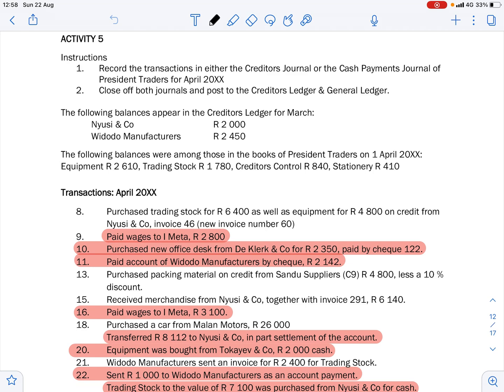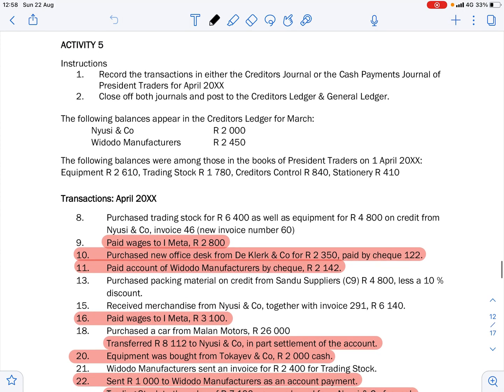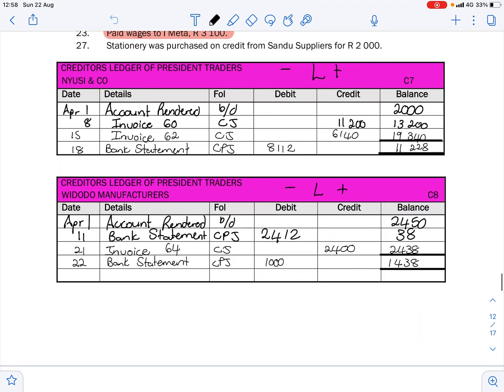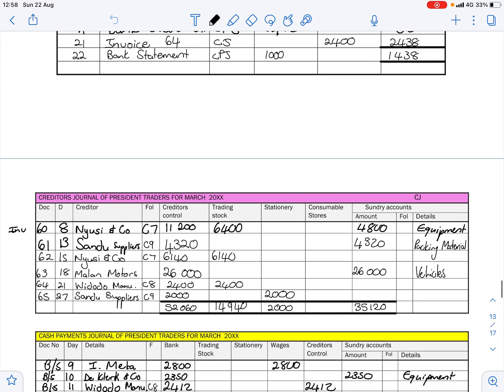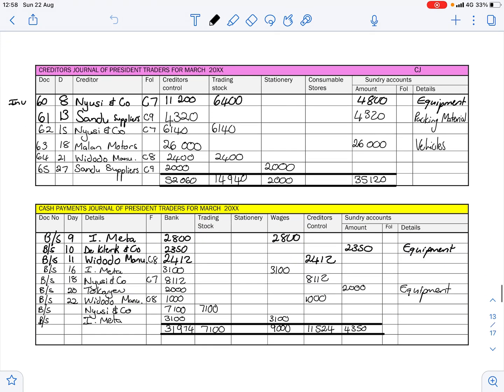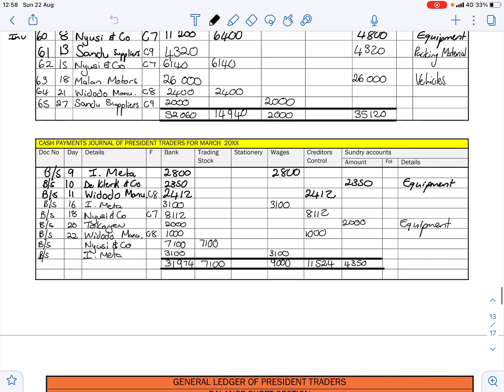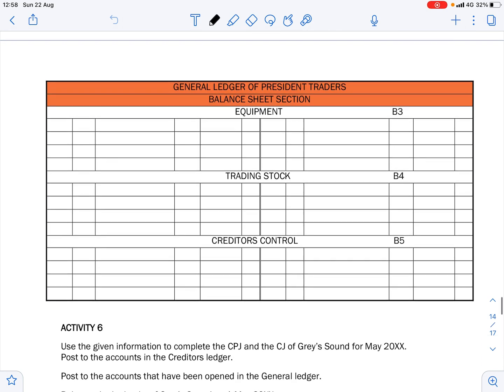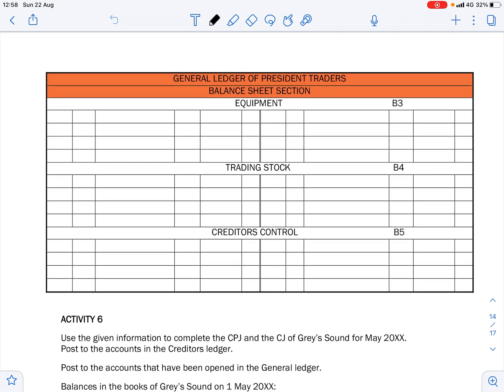We're going to have a look at creditors control in the general ledger today. So you were supposed to mark the remainder of activity 5, where you had to mark your creditors ledgers as well as your creditors journal and cash payments journal. We're going to look at our general ledger of President Traders today, and it's the first time we look at creditors control in the general ledger.